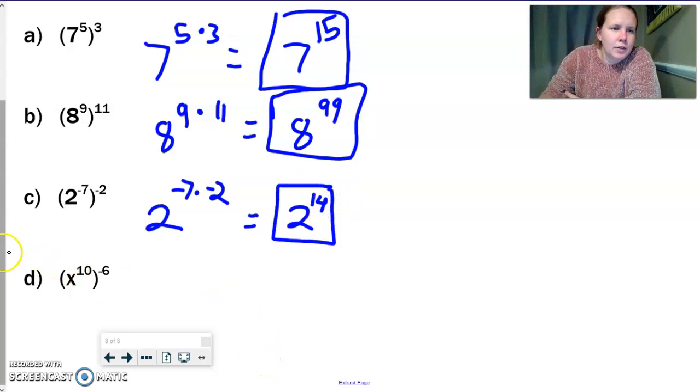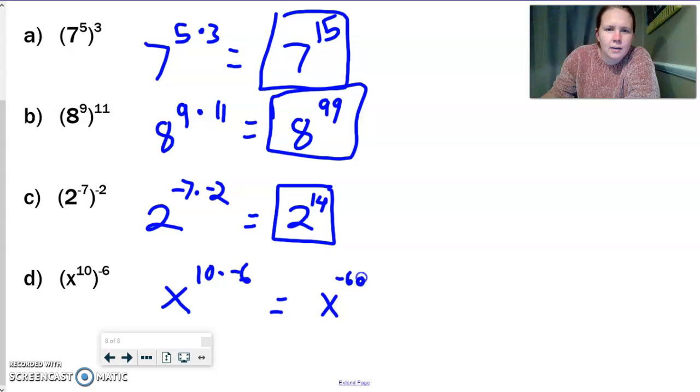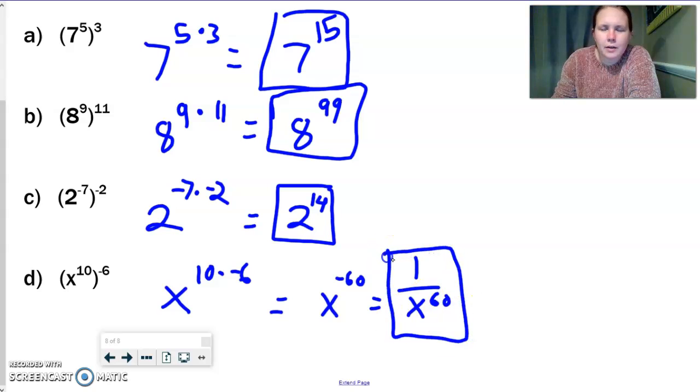And my last one, my base is x, which is fine. Again, I can have a variable as my base. And then it looks like I have 10 and I have -6. So in this case, 10 times -6 would be -60. So I'd have x to the -60. Oh, we ran into a negative exponent, so we're actually going to flip this to the bottom. We're going to have 1 over x to the 60th. And that's how I would set that one.